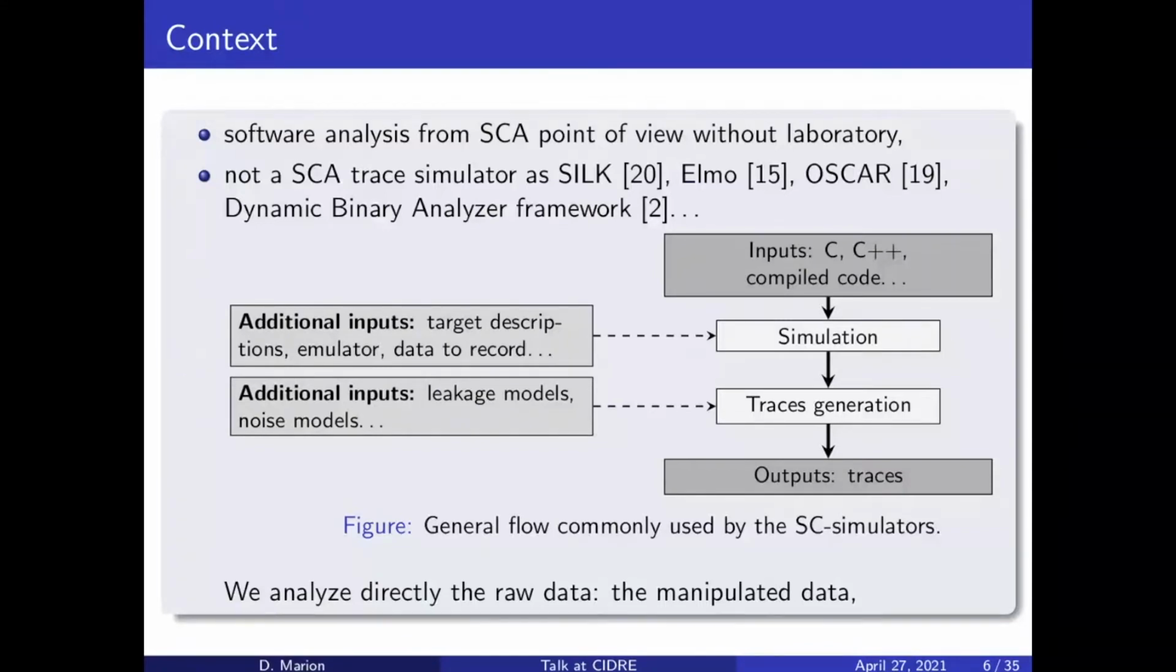And usually it is done as follows. First, it takes as an input the source code or sometimes the compiled code. It uses a simulator. It could be an emulator or a hardware simulator or anything else. And once data have been collected using the simulations, some additional information can usually be used to generate traces. So the software is simulated, then we extract information to generate traces. But in our case, we will stop at the simulation. We will not use any trace generation.